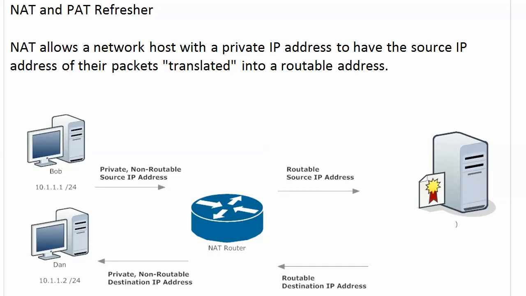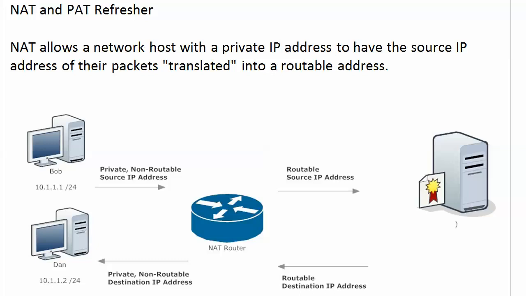Network address translation allows a network host with a private IP address to have the source IP address of their packets translated, if you will, into a routable address. And our NAT router is going to keep track of what private addresses are translated to which public addresses, so when the packets come back they can be routed successfully. That's called a NAT translation table that the router keeps.